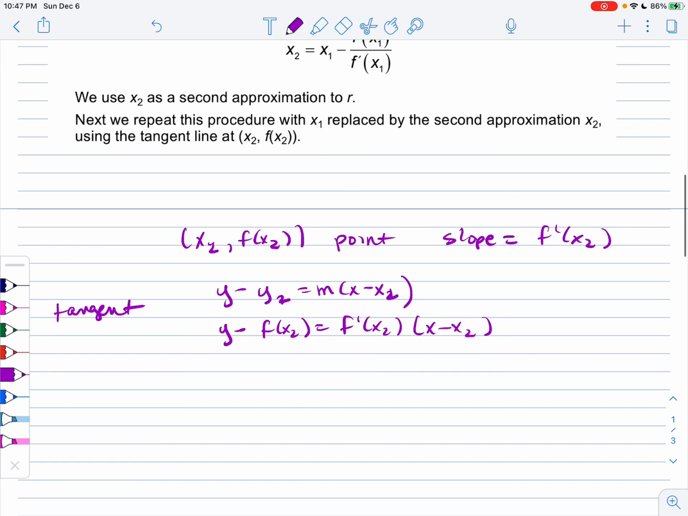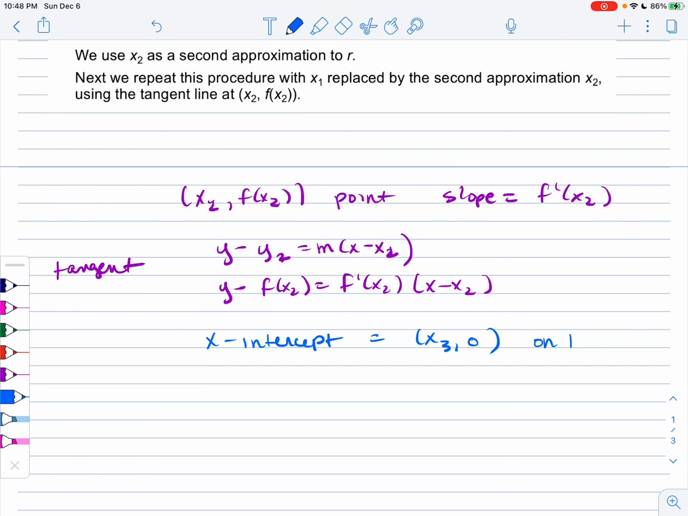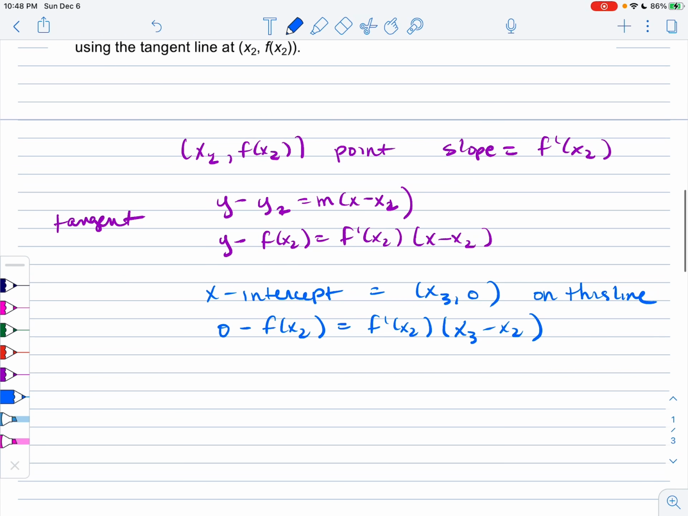x minus x2, and the x-intercept would be the next approximation, x3 comma 0, right? Your x-intercept is when y is equal to 0. It would be on this line. And so we would plug those values in. We would have 0 minus f of x2 equal to f prime of x2 times our x3 here minus x2. And now we would solve for x3 to get our new approximation for our 0.